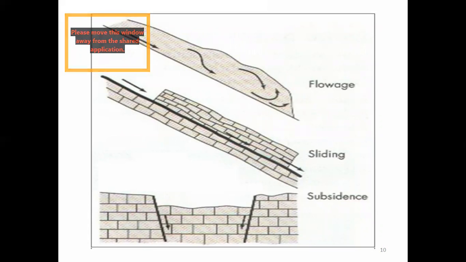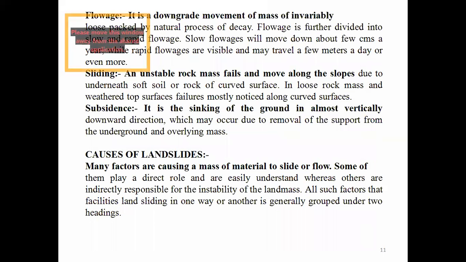Okay, the next one is sliding: sliding from higher elevations to lower elevations because of gravitational pull. Subsidence is when an area moves towards the center and moves down, that is what we call subsidence. Flow is a downward movement of the mass. The next one is subsidence, the sinking of the ground in an almost vertically downward direction, which may occur due to removal of the supporting nearby masses. So what are the different causes of landslides, if you're looking into that?